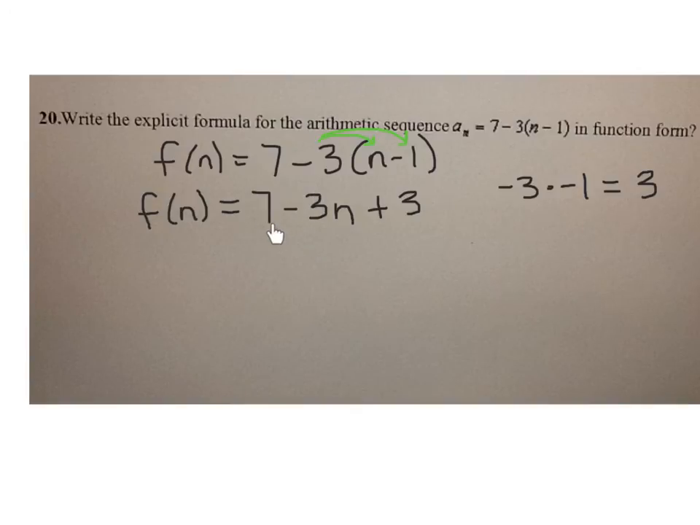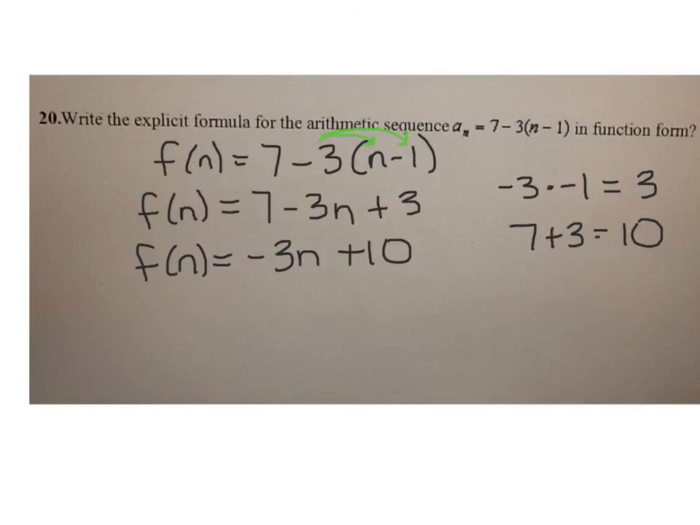And then we've got the 7 and the positive 3. Remember, they're on the exact same side of the equal sign, so we just combine like terms. We do exactly like we see. So on the left-hand side, we have f of n equals, and then over here I have a positive 7 and a positive 3. If I add 7 to 3, I'm going to get 10. So my function over here is now going to be negative 3n plus 10. And this would be rewriting this explicit formula into function notation.